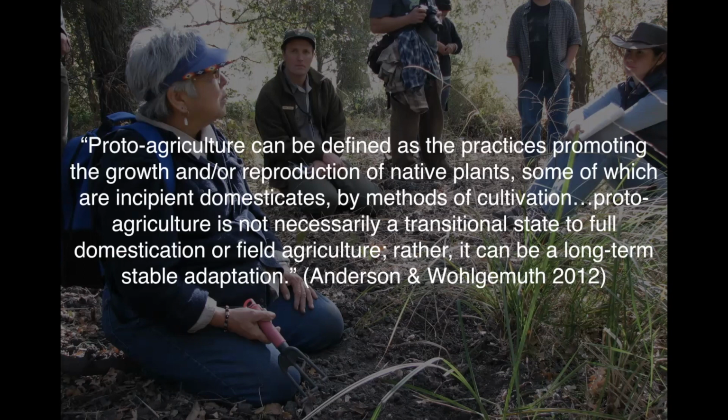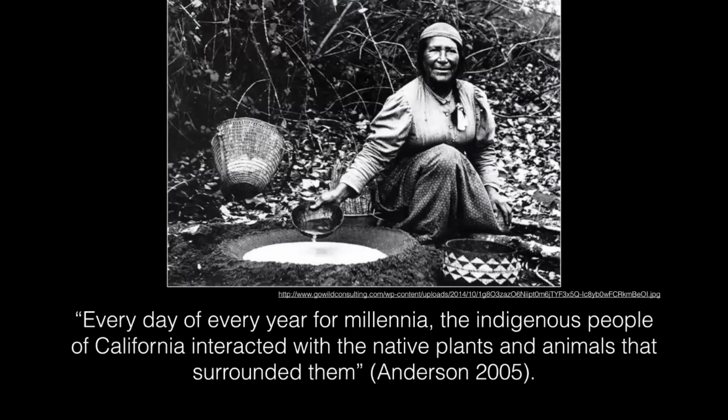And so for every day of every year for millennia, the indigenous people of California interacted with the plants and animals that surrounded them. And through these long lines of family lineages, they developed a very intimate knowledge of plants and their uses, and also the ecosystems and what the ecosystems needed to thrive and sustain themselves.